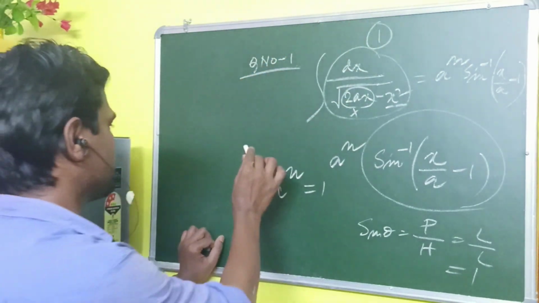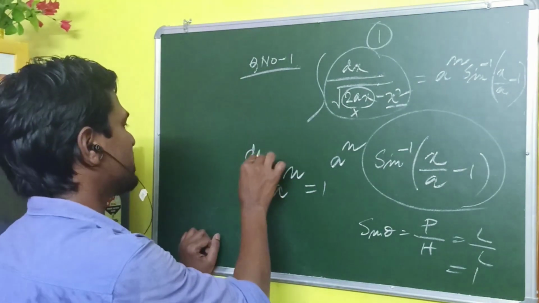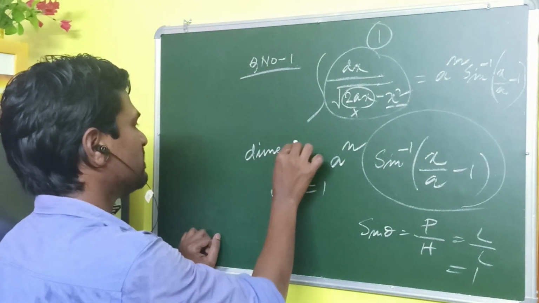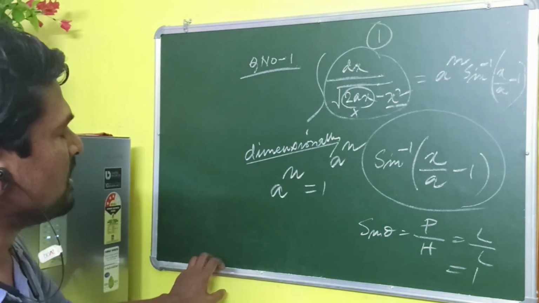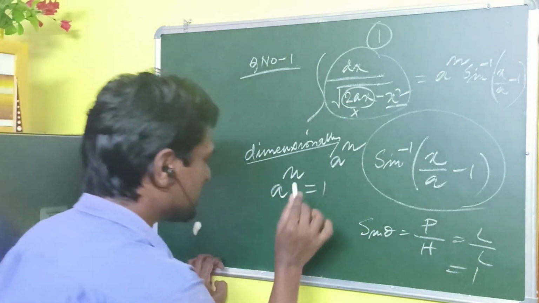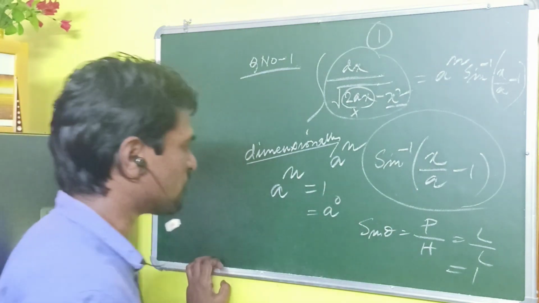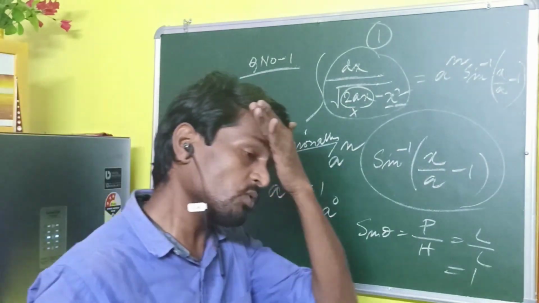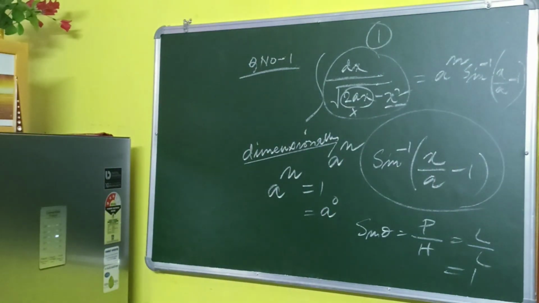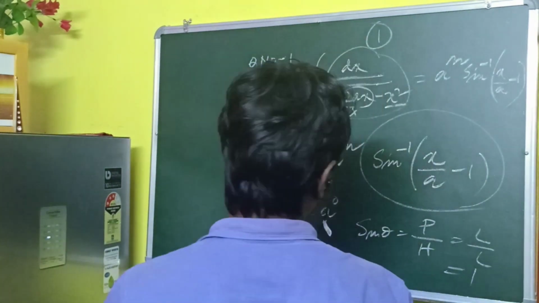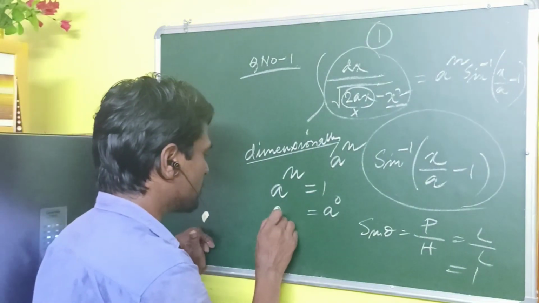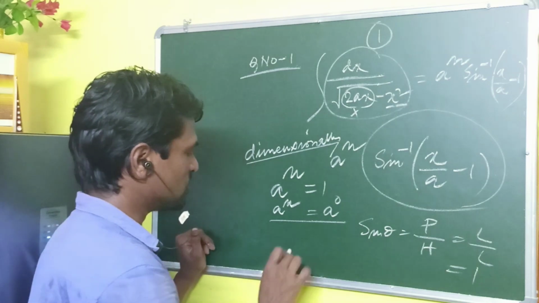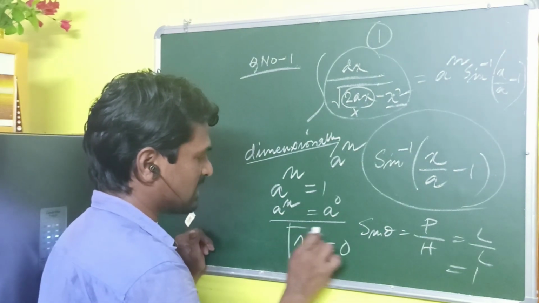Dimensionally we can write that a to the power of n is equal to 1. The equation is not literally like that, but dimensionally we can write it. So in place of 1 we can write a to the power of 0. Why? Because x to the power of 0 equals 1. If variables are given and the exponent of the variable is 0, then we can write it equal to 1. So a to the power of n is equal to a to the power of 0. That means n equals 0. So the answer is 0.